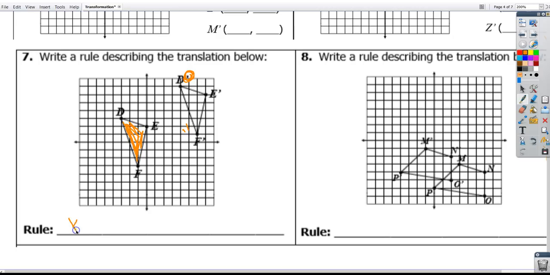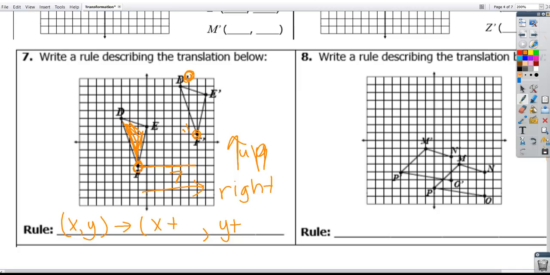Okay, I always start with X comma Y and an arrow because I start with my original triangle and I move it over. I can see that I'm moving to the right, so that means it's going to be X plus something. I know I'm moving up, so that's going to be Y plus something. Now I need to actually count. In order to do this, you have to pick the same point. So I'm going to do F and F. So I went over 1, 2, 3, 4, 5, 6, 7. So I went over 7.